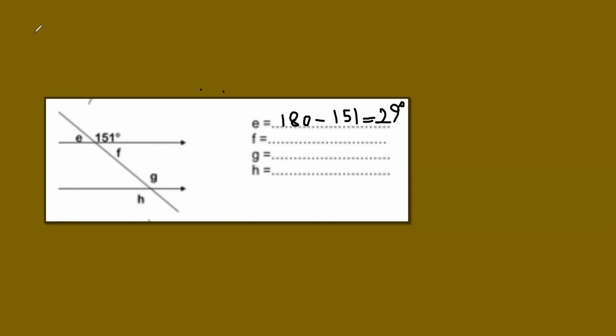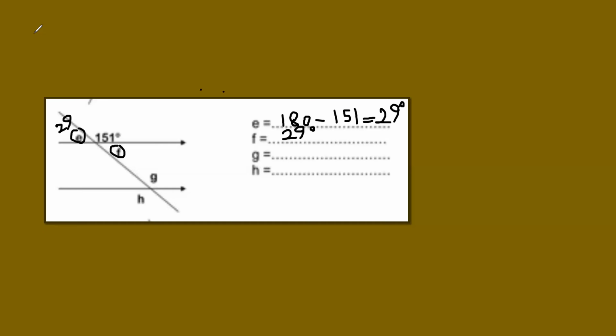F with E, they are what? Vertical angles. They are opposite. And opposite angles are equal. So because E equals 29, F also equals 29. What about G? Does G equal F? No, they are not alternate angles because both of them are on the same side.